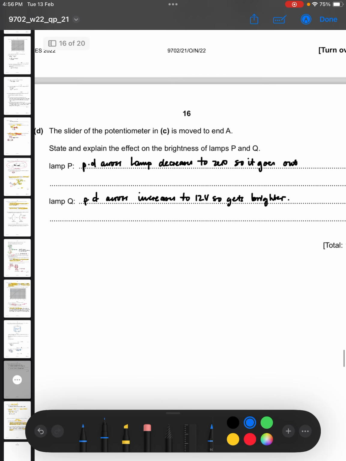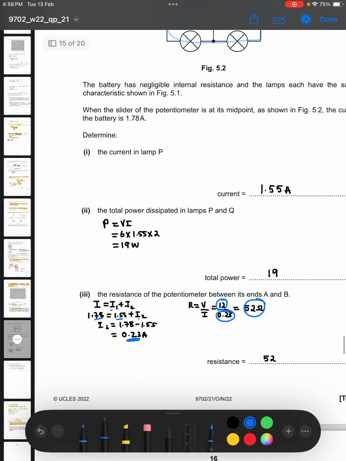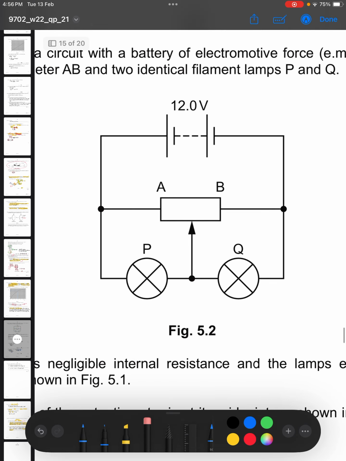Then finally, the slider of the potentiometer in C is moved to A. State and explain the effect on the brightness of the lamps P and Q. So we want to know what happens to the brightness of P and Q if it is moved to A, the slider of the potentiometer. So check out this one. If the slider is moved to A here, what will happen is this.